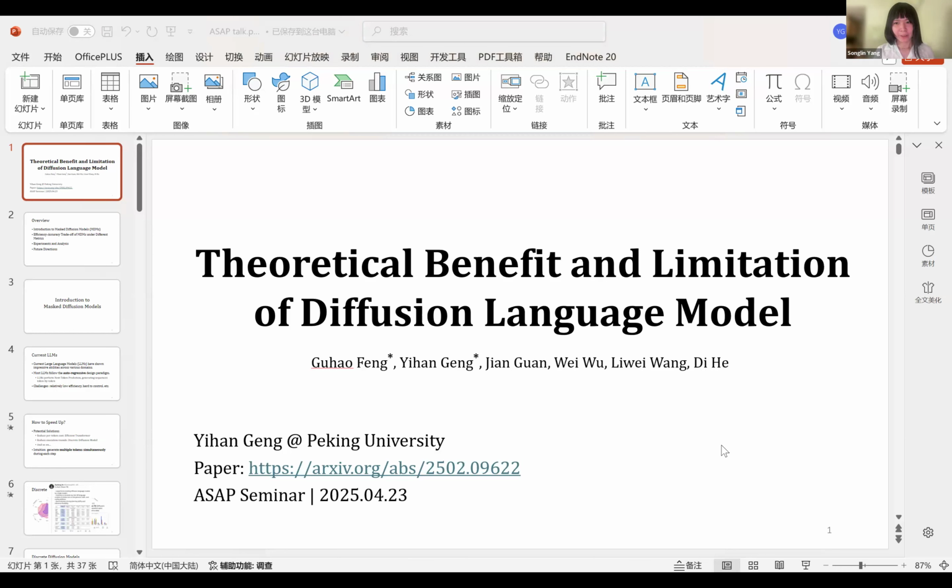Today we have a new speaker with us, Yihan Geng. She's a third-year undergrad from Peking University, and she's also the co-first author of this paper. Her research interest lies at the intersection of foundation models and the reasoning abilities of large language models, a topic that's become increasingly relevant in both theory and practice. Today, she'll be sharing her recent work titled Theoretical Benefits and Limitation of Diffusion Language Model.